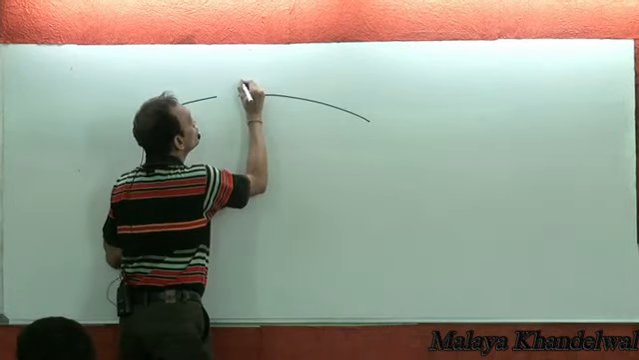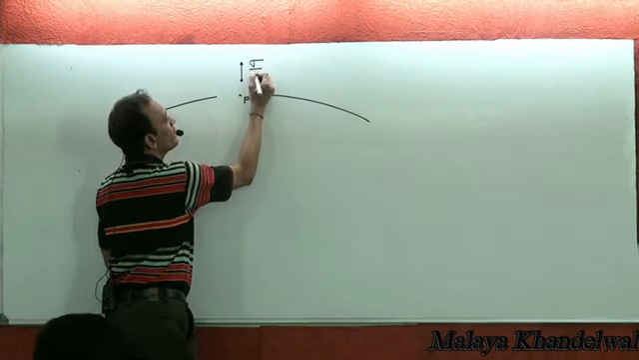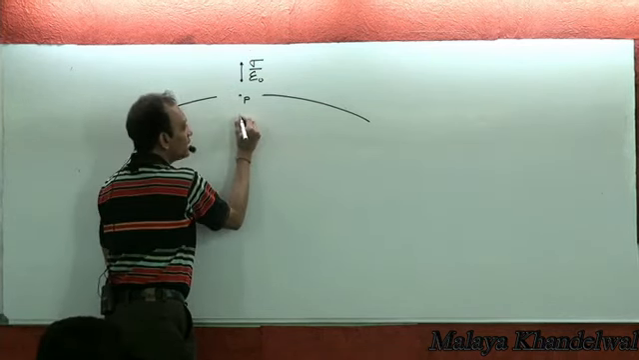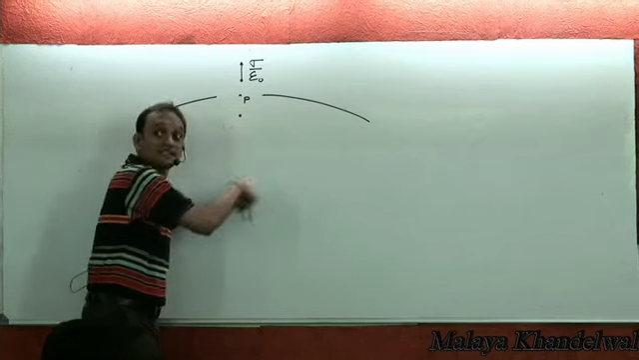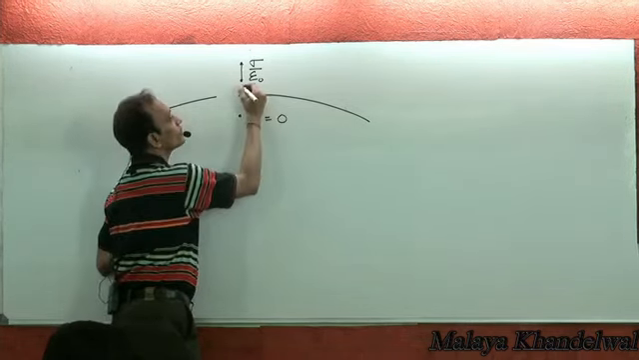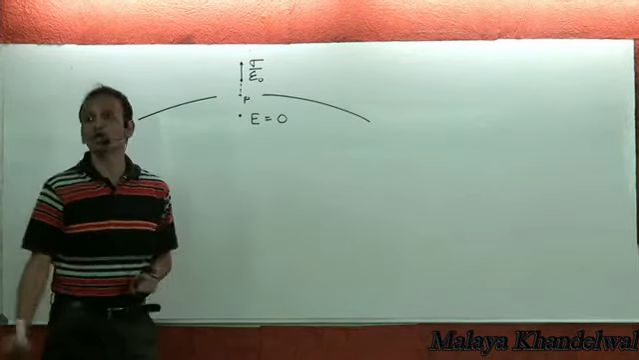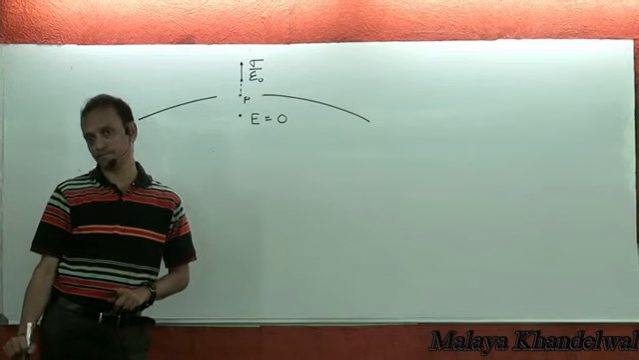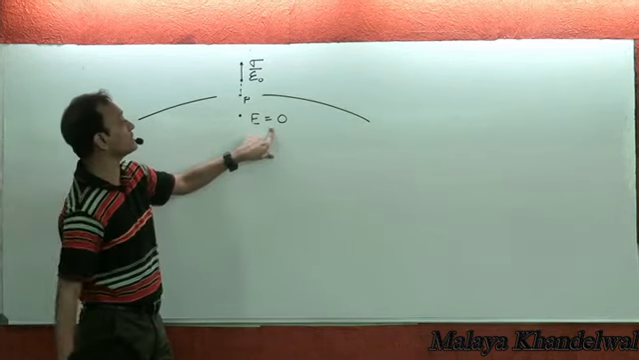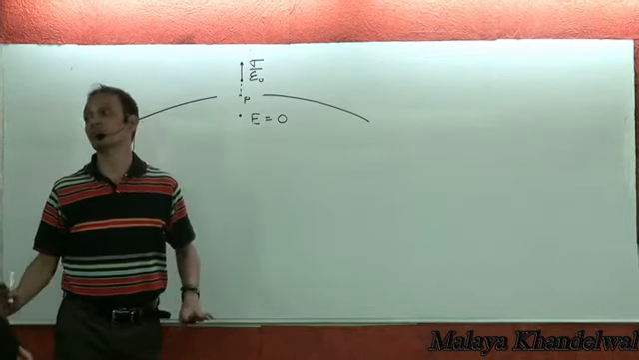So now you know that the field just outside P, we have learned, is going to be sigma by epsilon naught. The field just inside P, the inside of the conductor, E is going to be 0. Yes or no? And this sigma by epsilon naught would be along the normal to the conductor at P. And the field just inside the conductor is going to be 0. Yes or no?